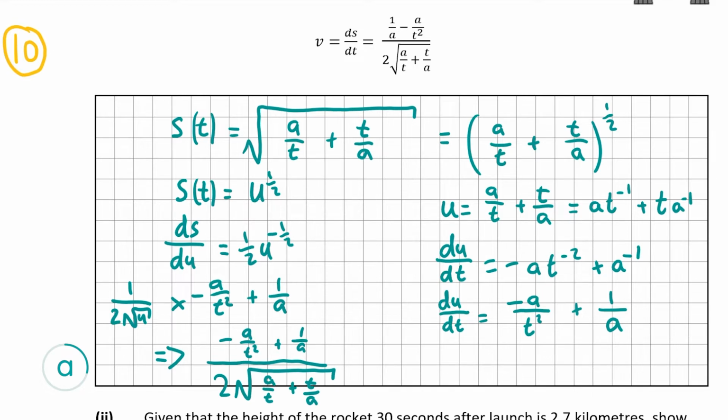And that's exactly what we had to show at the start of the question. Minus a over t squared plus 1 over a is the same thing as 1 over a minus a over t squared. So even though I've written them in a different order, it's the exact same expression. So that's our answer for part 1.